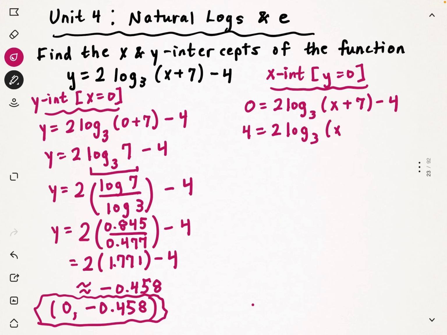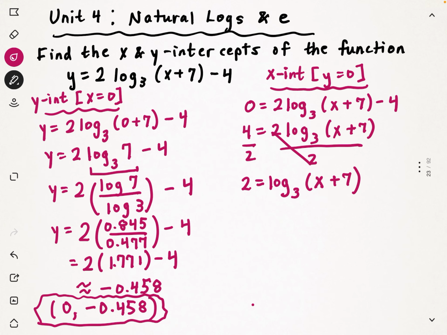Just like this right here, and then you can divide both sides of the equation by 2, and they would cancel right here, and you would wind up with 2 is equal to log base 3 of x plus 7. And here you can see that you can convert from a log to an exponential equation very easily.